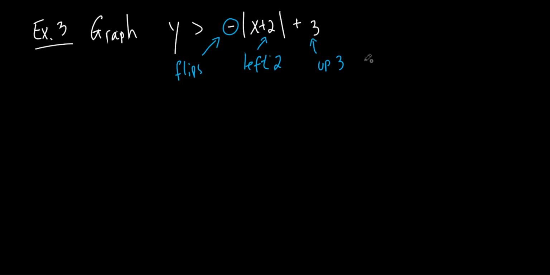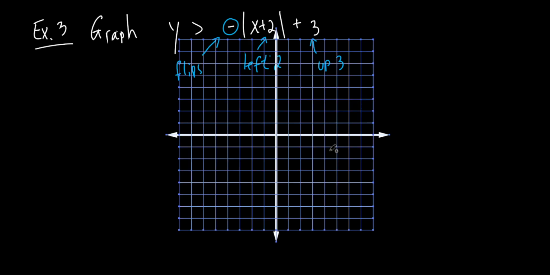So just looking at the equation itself, that's good knowledge, right? So I'm not starting from scratch, am I? I start from a place where I have a general idea what this is going to look like. It's going to be a V, right? Because it's absolute value. It's going to go down instead of up because of that negative. It's going to move to the left 2 places, and it's going to move up 3 places. So I should have a general idea of what that's going to look like.